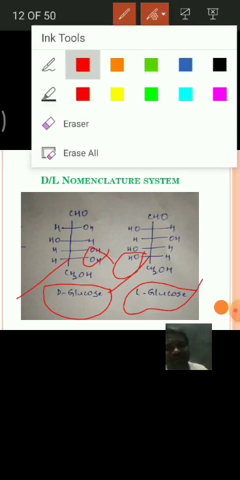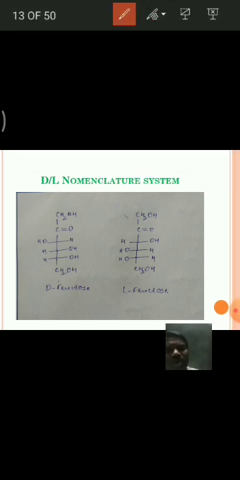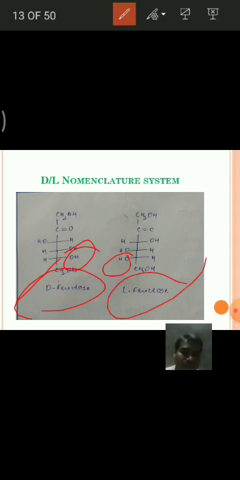And then next, the fructose molecule. Coming to the fructose molecule, the configuration is the same. On the bottommost carbon, if the OH is at the right side, it is known as D-fructose. If the OH is at the left side, it is known as L-fructose.